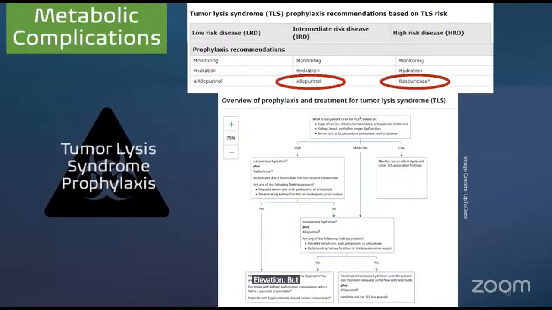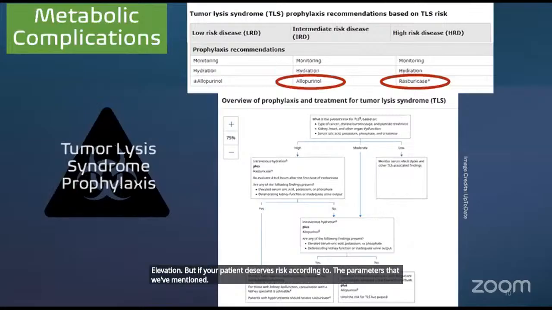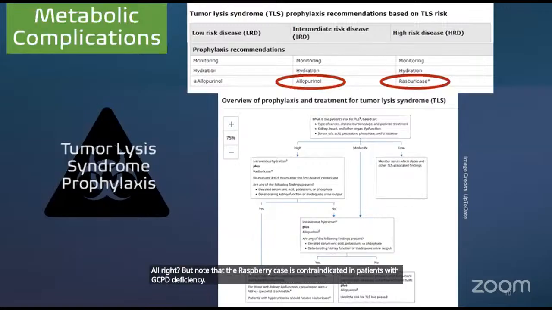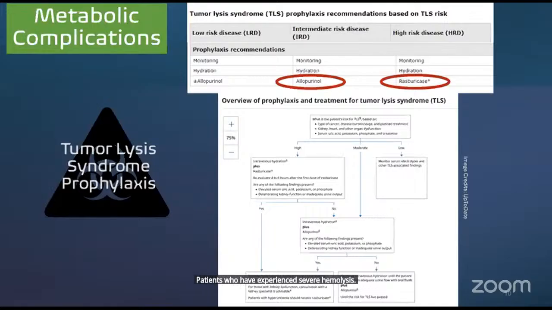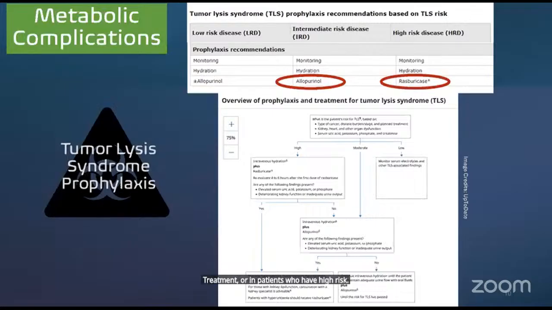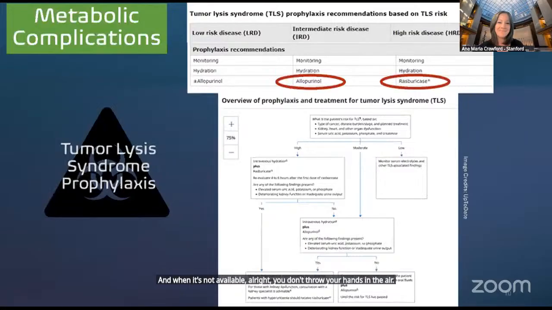But if your patient is high risk, according to the parameters that we've mentioned, all right, you want to continue with hydration, aggressive hydration, monitoring, and you want to start with a prophylactic rasburicase, all right? But note that rasburicase is contraindicated in patients with G6PD deficiency, patients who have experienced severe hemolysis, all right, methemoglobinemia, or anaphylaxis to rasburicase, or in patients who have high risk for those reactions. Note that rasburicase is very expensive, and when it's not available, all right, you don't throw your hands in the air. You can use your allopurinol.